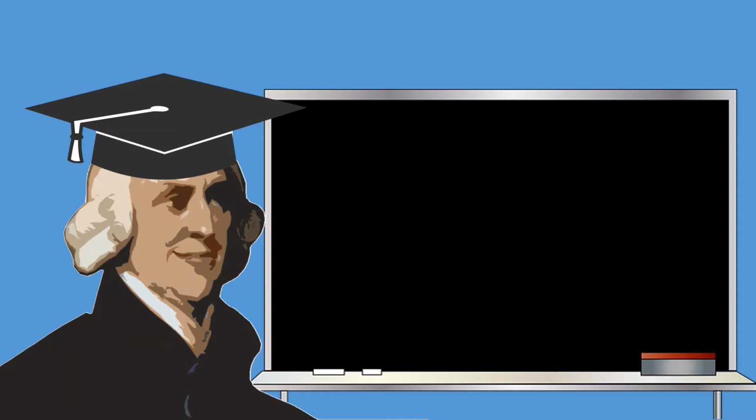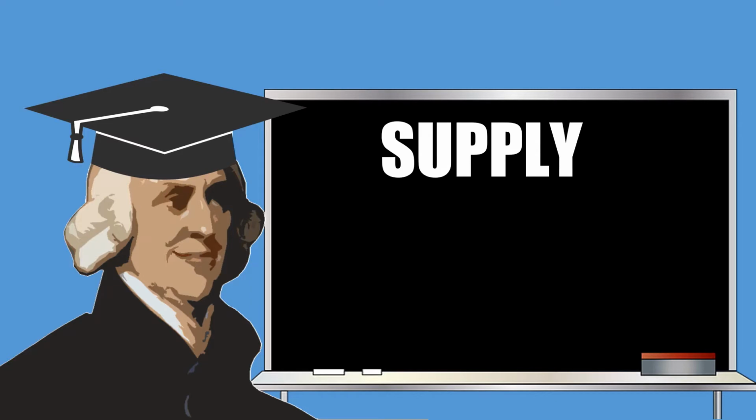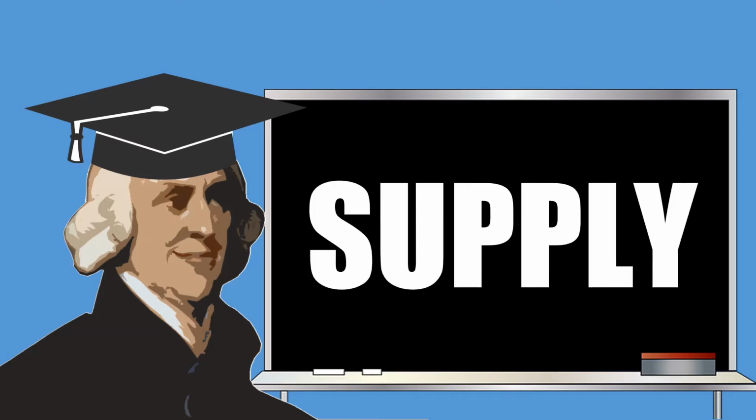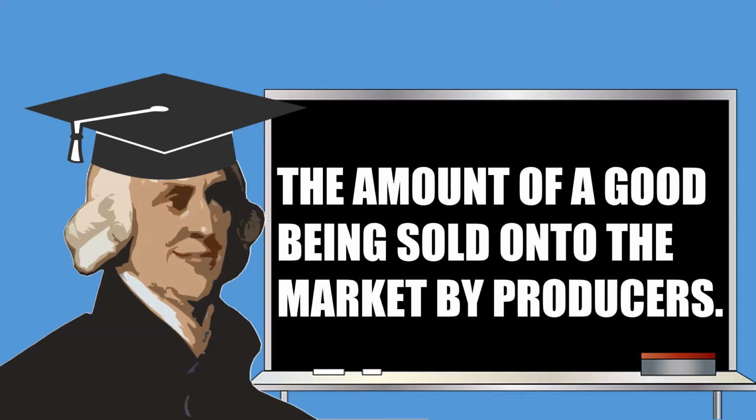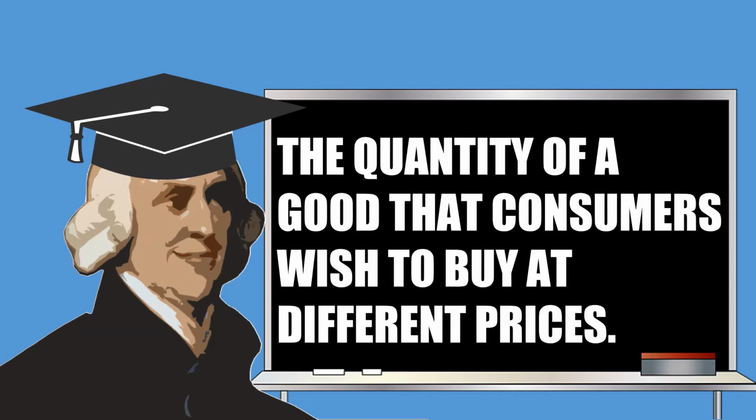Hi everyone, today we're going to learn the basics of economics, supply and demand. Supply is the amount of the good that is being sold onto the market by producers. Demand is the quantity of the good that consumers wish to buy at different prices.